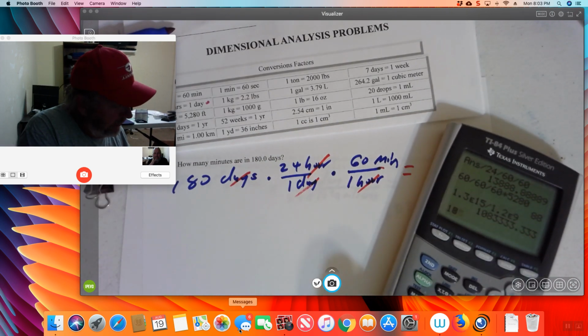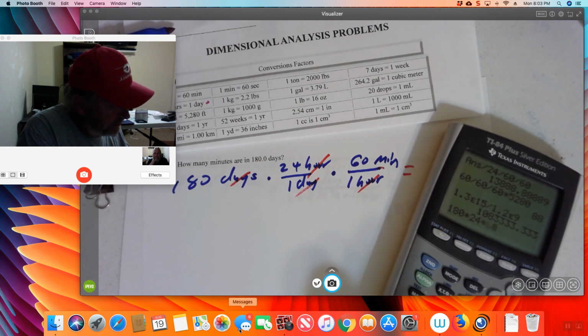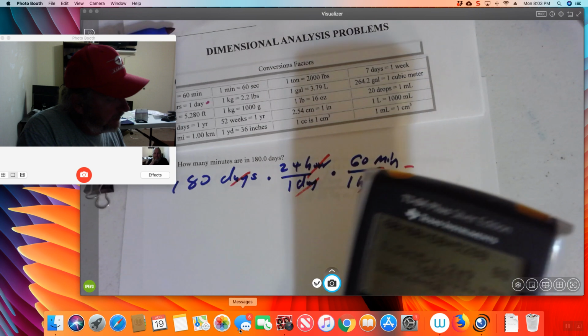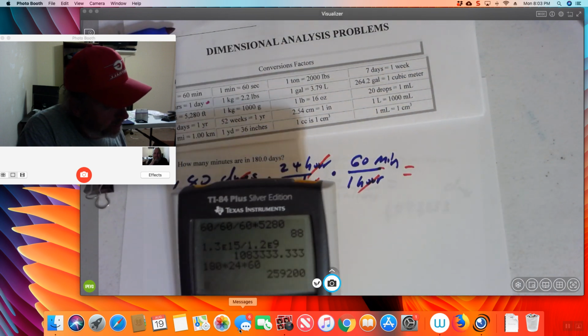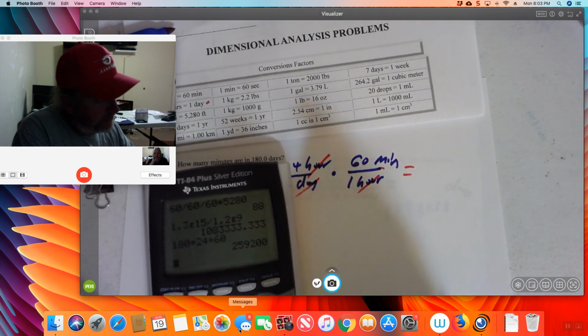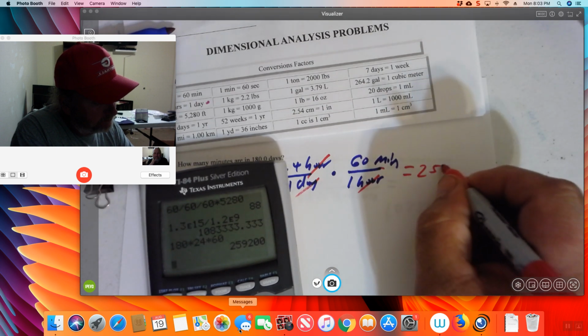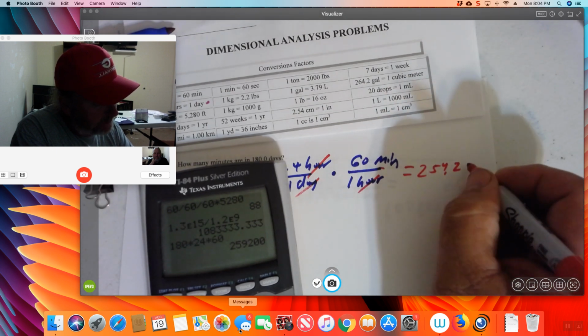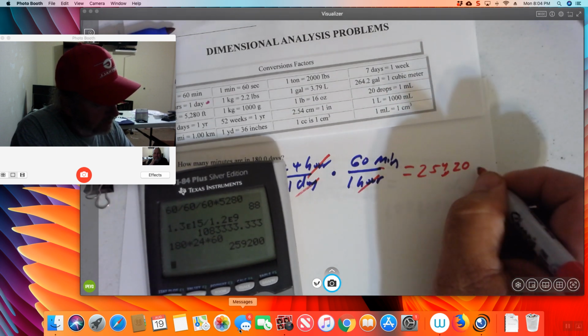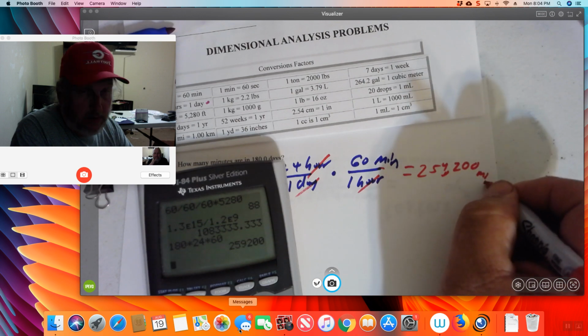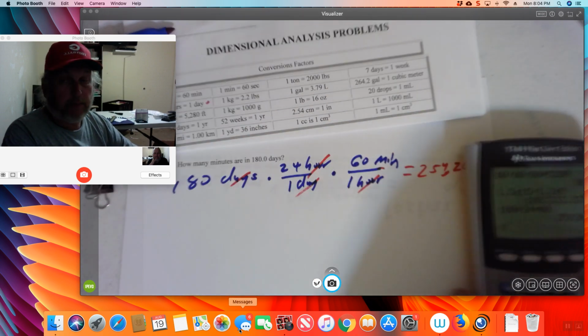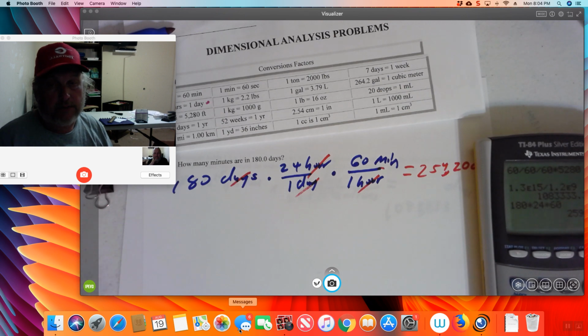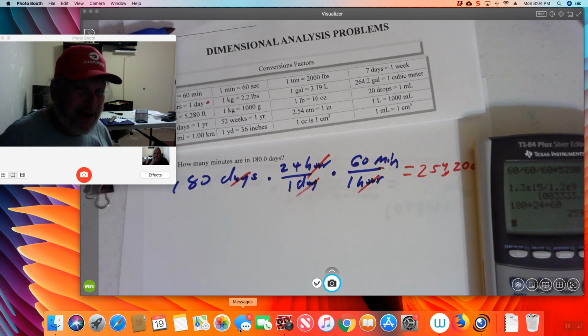Let's do our math. So I got 180 times 24 times 60. And that gives me 259,200 minutes. So again, what are we doing? We're putting our units in, put our numbers in, we're doing our math. That's what we get. And you have to think a little bit, but not much.